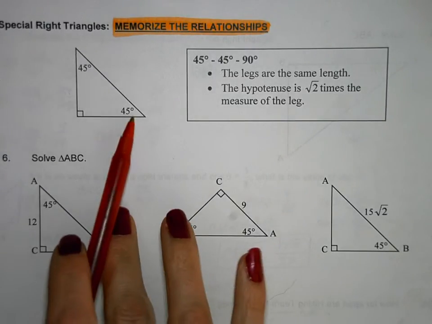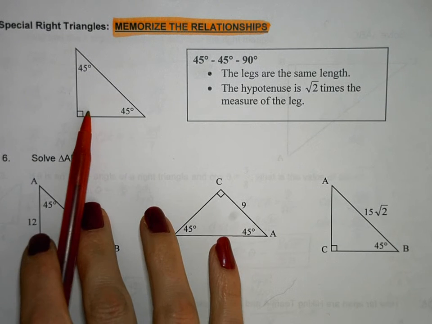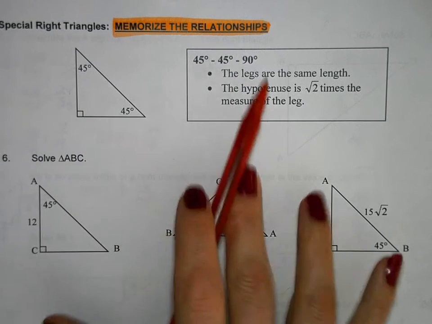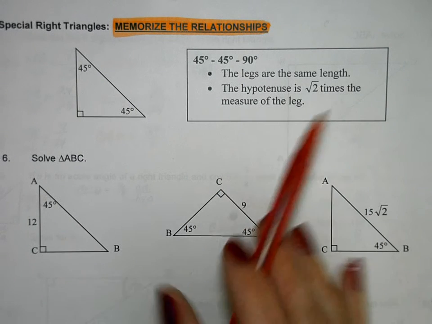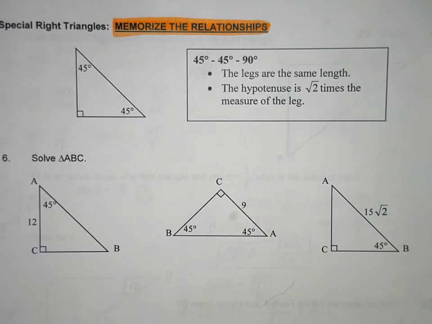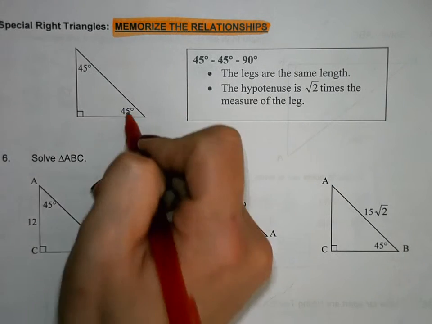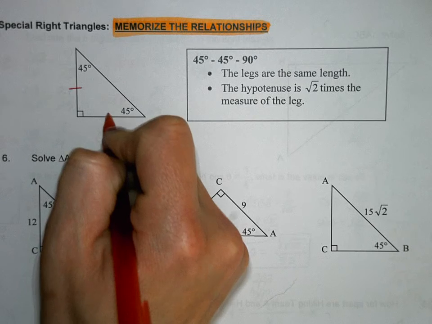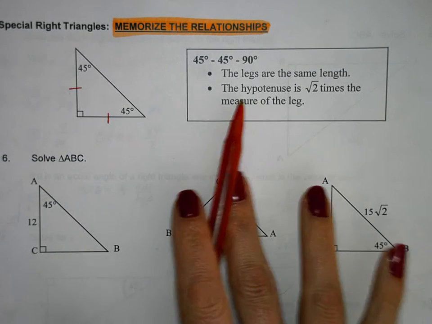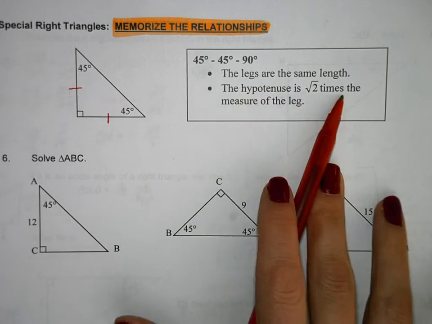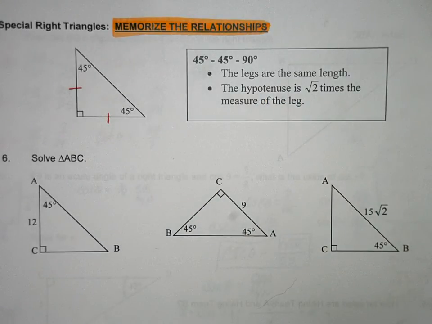All right, my first special triangle is a 45, 45, 90 right triangle. In a 45, 45, 90 right triangle, you'll notice that the legs are the same length. This is an isosceles triangle for you geometry graduates. Isosceles triangles mean that two legs are the same, so across from each 45 the sides are the same length. The second thing is that the hypotenuse is the square root of 2 times the measure of the leg. Whatever the leg is, I multiply it by the square root of 2 to find the hypotenuse.